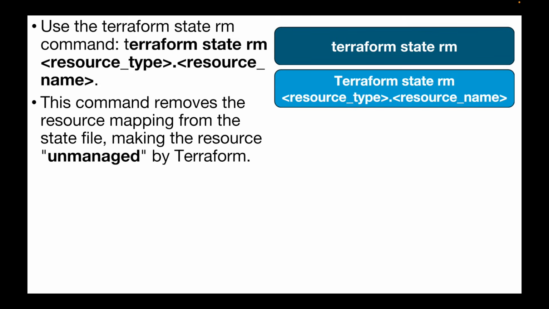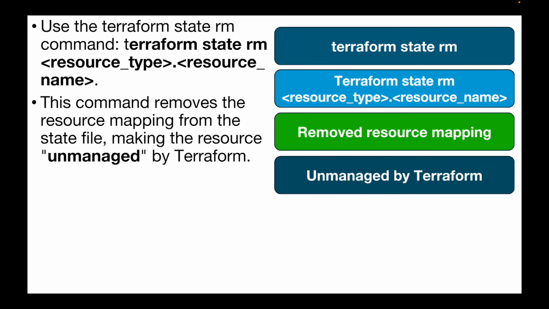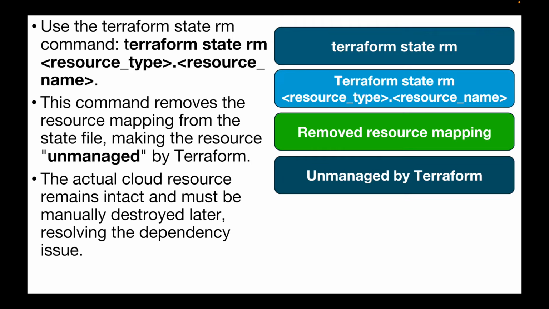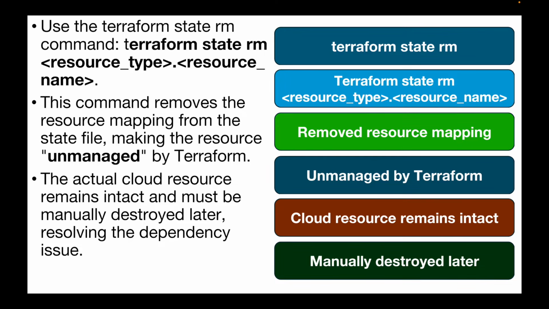This command will remove the resource mapping from the state file and this will make the resource unmanaged by Terraform. So basically that resource will no longer be managed by Terraform. The actual cloud resource would still be running in your cloud, like let's say the EC2 instance in AWS, and you must manually destroy that resource later, which will resolve the dependency issue.